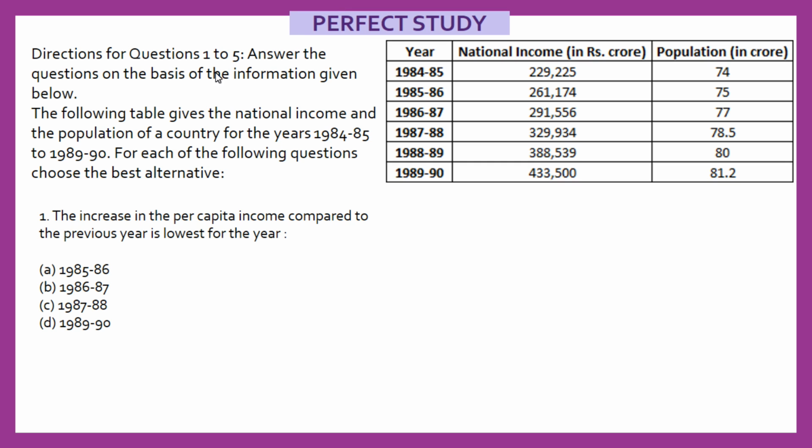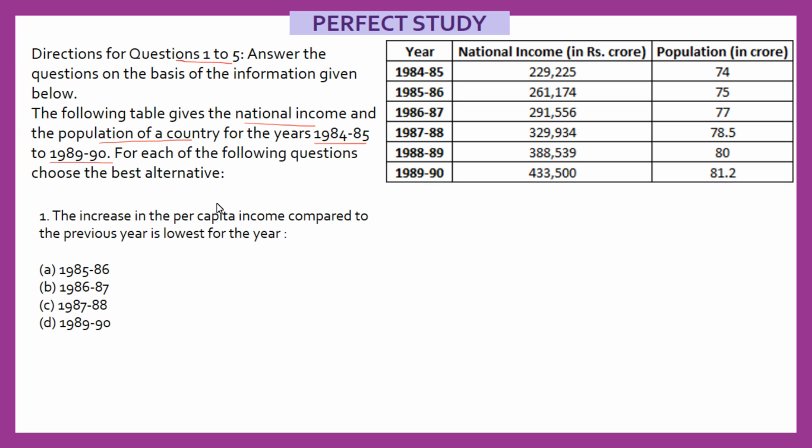First set, questions 1 to 5. Answer the questions on the basis of information given below. The following table gives the national income and the population of a country for the years 1984-85 to 1989-90. So you can see in this table we have national income in rupees crore and there is population in crore. For each of the following questions, choose the best alternative.